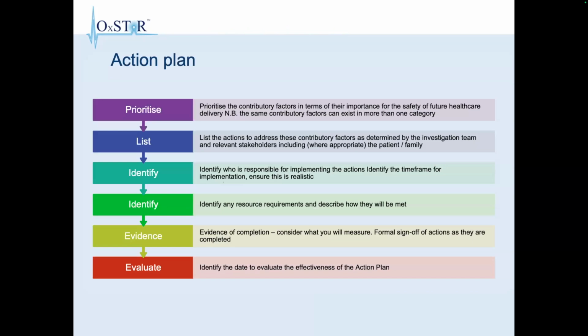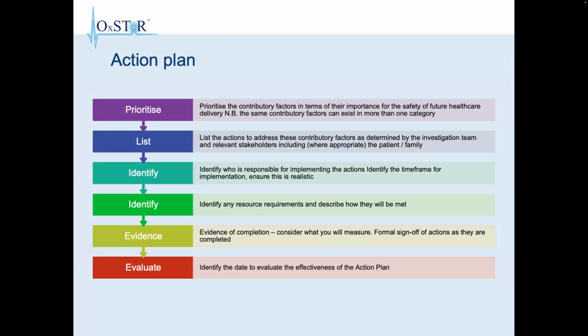So the protocol provides a sort of framework for thinking about the design of your interventions as well. This might be what you are thinking about when you're pulling together an action plan with the right people in the room. So you prioritize your contributory factors, and remember that your contributory factors can exist in more than one category, right?